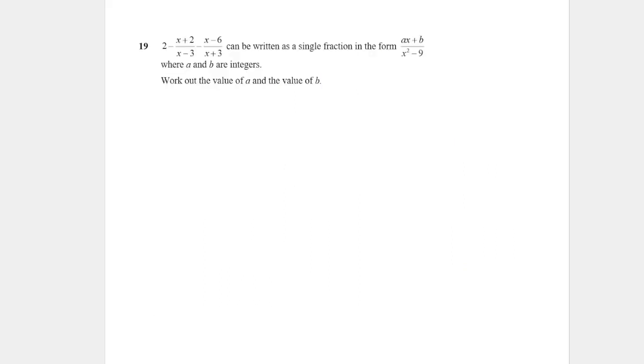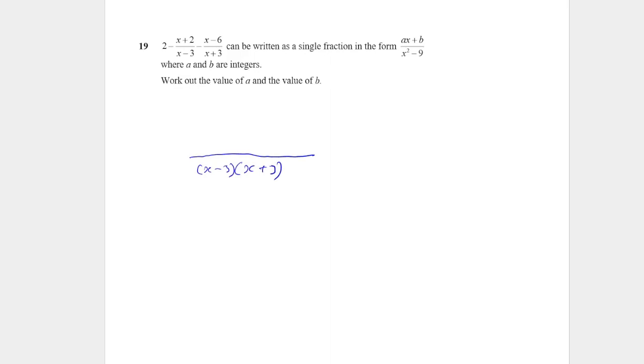Okay, question 19. So this expression can be written as a single fraction in the form. So we've got a difference of 2 squares here, where a and b are integers. Work out the values of a and the values of b. Okay, so I'm going to put all 3 parts over the same denominator, which I'm going to put as x minus 3 times by x plus 3 for now. Although obviously I'm going to multiply that out to give me that.